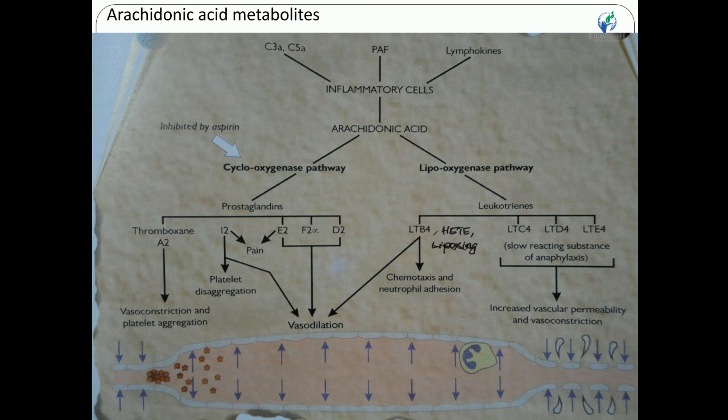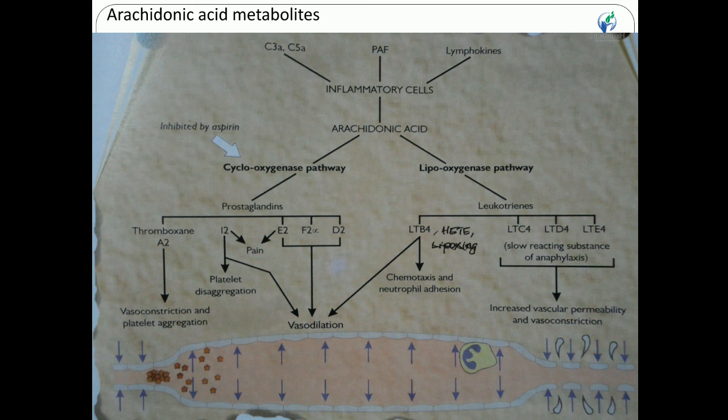Now here, eicosa is a Greek word, it means 20, right? It means 20. While considering the arachidonic acid metabolites, there are certain factors; they may be released from the complement system or due to the activation of platelet activating factors and the lymphokines. It acts on those inflammatory cells, the cells which lead to inflammation.